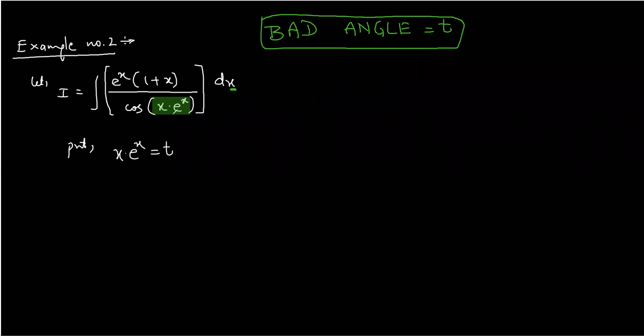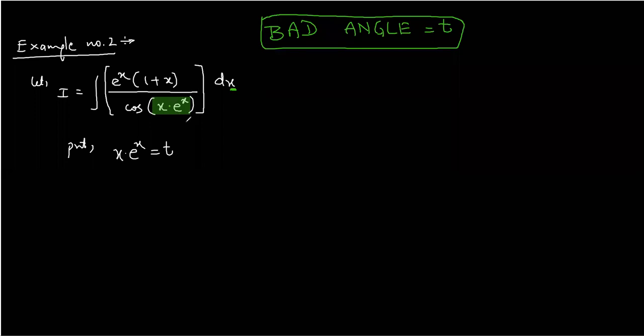Remember students, when I say I'm putting x into e raised to x as T, look at this. It is not the whole denominator. Is this the denominator? No. If you check the whole denominator, then it is cos of x into e raised to x. It is just a part of the denominator. It is the angle of cos which is in the denominator.